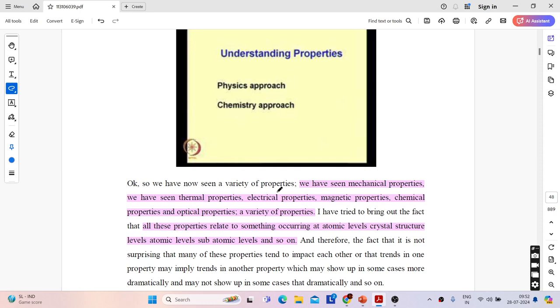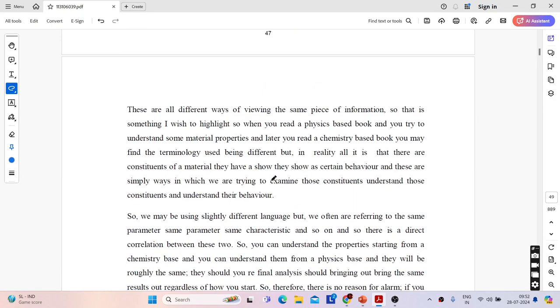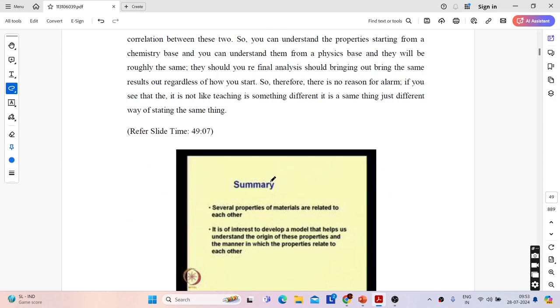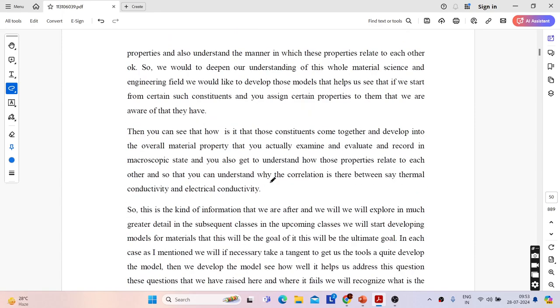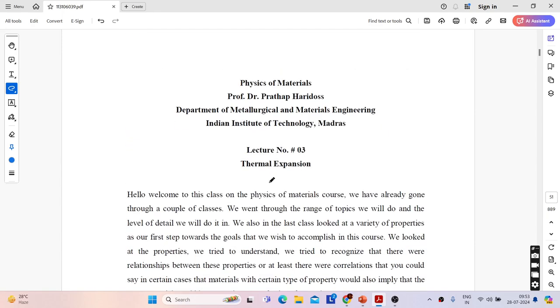So all these properties, electrical, thermal, magnetic, chemical and optical, there are five different kinds of properties which we are dealing with. All these properties are related to something occurring at the atomic level, in the crystal structure or the subatomic level. So that is the first section of the lecture.